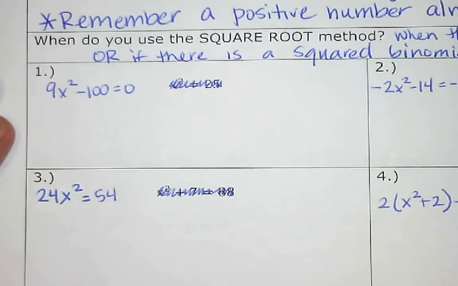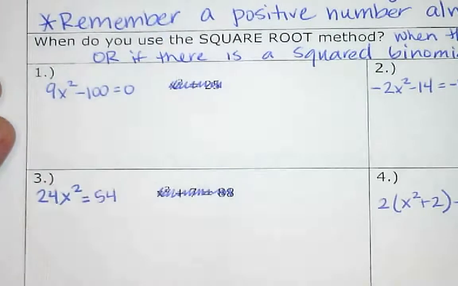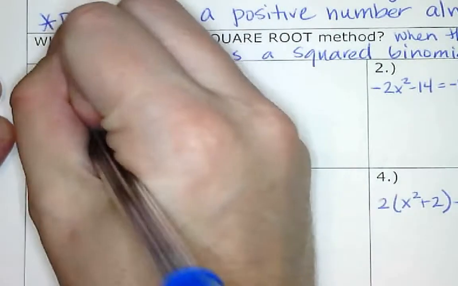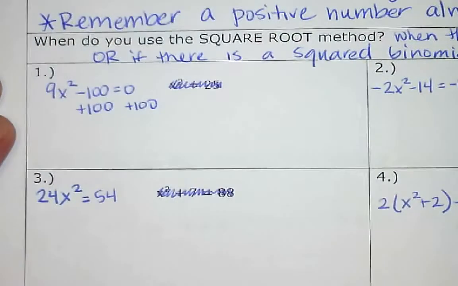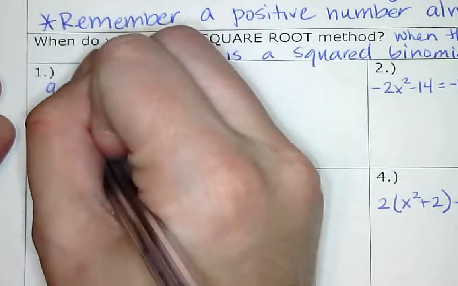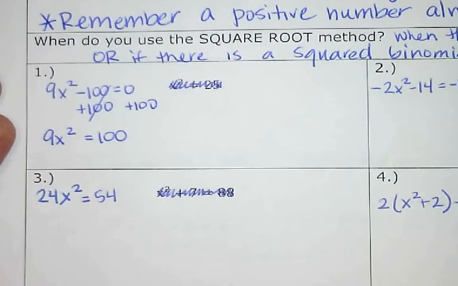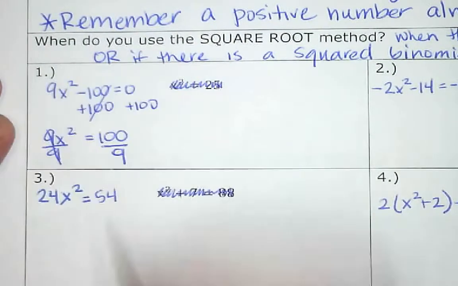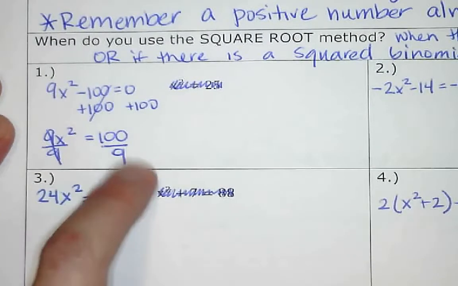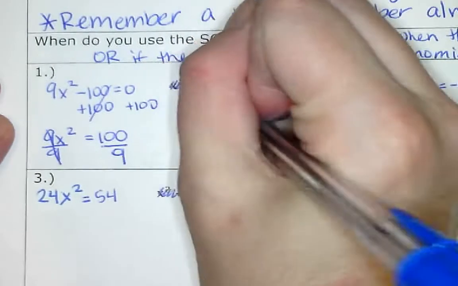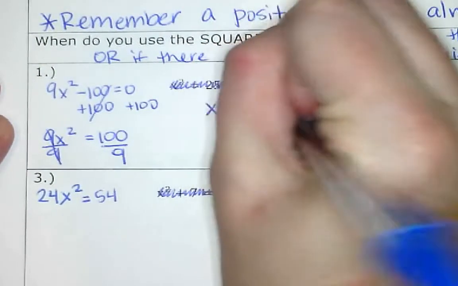So for number 1, the first step is to isolate our x squared. So I need to add 100 to both sides. Are you all comfortable with that? If we add 100 to both sides, then we will be left with 9x squared is equal to 100. Are y'all cool with that? Then I divide both sides by 9. So is 100 over 9, can that simplify at all? I don't think so. So I'm going to rewrite it as x squared equals 100 over 9.